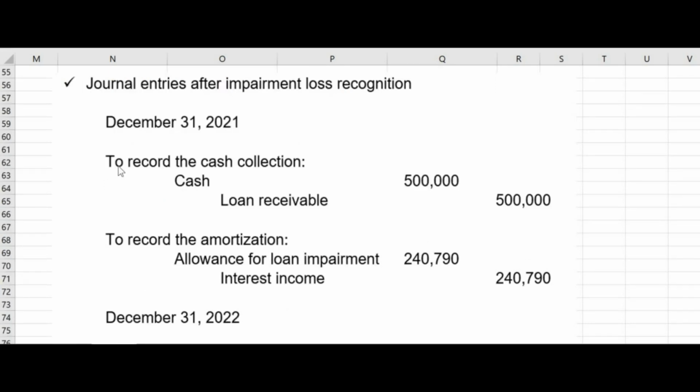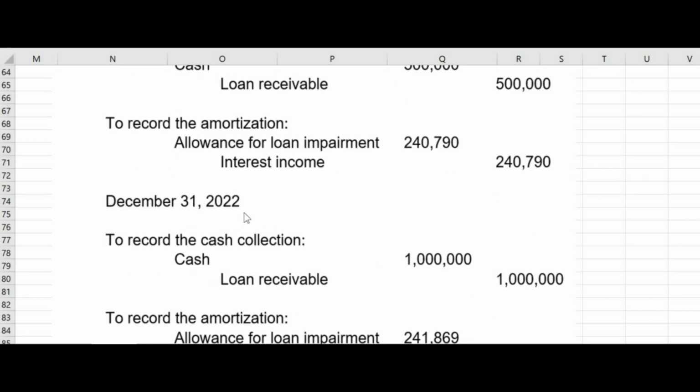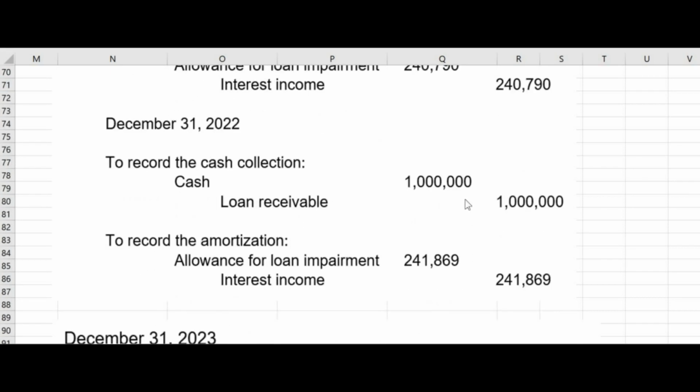So, for the journal entries, ganito yung entries natin. No? So, first entry natin para sa collection noong 2021. So, you just debit cash, credit loans receivable. And then, for the amortization, we debit allowance for loan impairment at 270,790 and credit interest income of 240,790. So, the same lang din sa December 31, 2022. So, una yung nakolekta mong 1 million. And then, the second one is your amortization sa loan impairment. So, you recognize it as interest income.